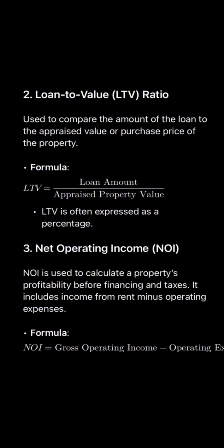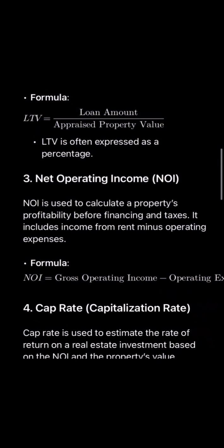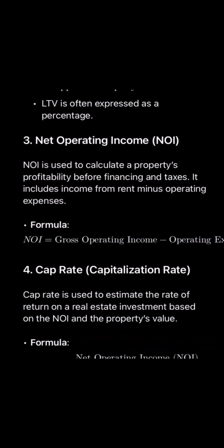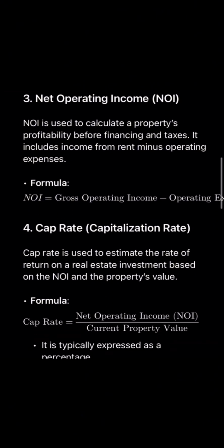3. Net operating income, NOI. NOI is used to calculate a property's profitability before financing and taxes. It includes income from rent minus operating expenses. Formula: NOI = gross operating income − operating expenses.